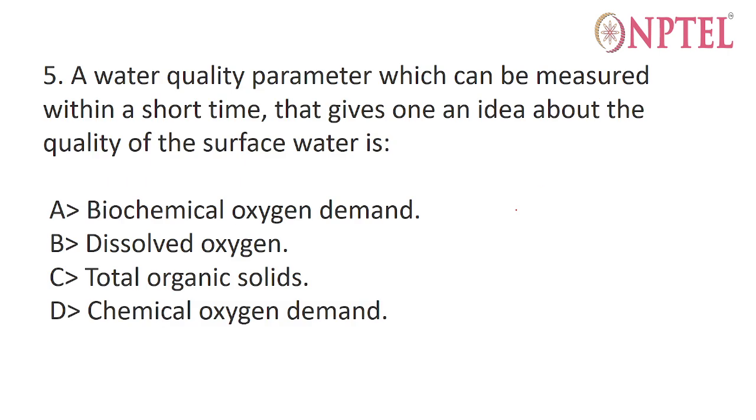So the next question is regarding the water quality parameter which can be measured within a short time, and that gives a general idea about the quality of surface water. We can quickly measure and tell whether this water is good or bad. This is a general understanding, not an in-depth quality measurement, but in a general way. So there are options like A, B, C, and D. You can quickly answer.